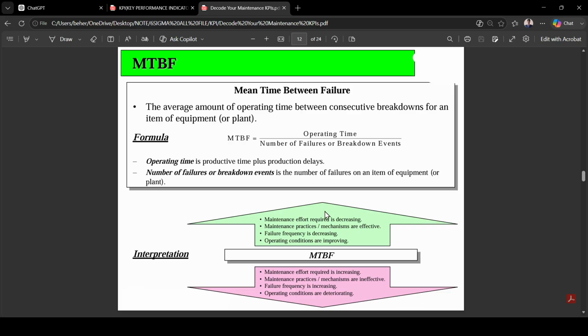Then one more is MTBF, mean time between failures. It is the average amount of operating time between consecutive breakdowns for an item of equipment or plant. MTBF equals operating time divided by the number of failures or breakdown events. Operating time is the productive time plus production delays. Number of failures or breakdown events is the number of failures on an item of equipment or plant.